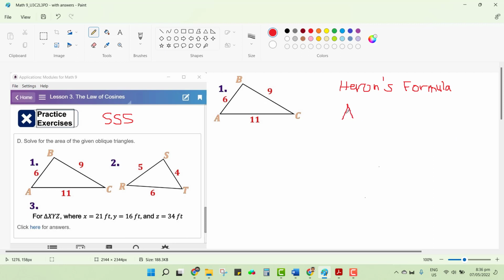The area is computed as the square root of S times S minus A times S minus B times S minus C, where A, B, C are what we know as the side measurements, or they could also be represented by other lowercase letters, specifically when we reach triangle number 2 and triangle number 3, where we use other variables aside from A, B, and C.